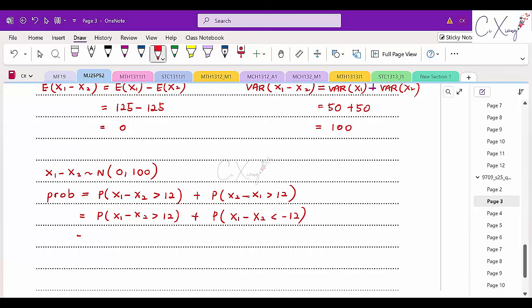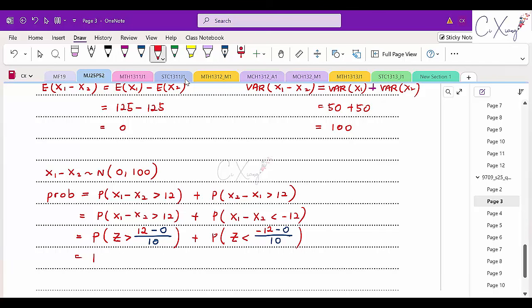Then after that, I want to change X1 minus X2 into Z, because I know that they are normally distributed. How do we change it to Z? You take X1 minus X2, minus the mean, divided by the standard deviation. The standard deviation should be the square root of 100, which is 10. The same thing happens here: for X1 minus X2, you change it to Z, and you have negative 12 minus the mean, standardized, divided by the standard deviation 10 also.